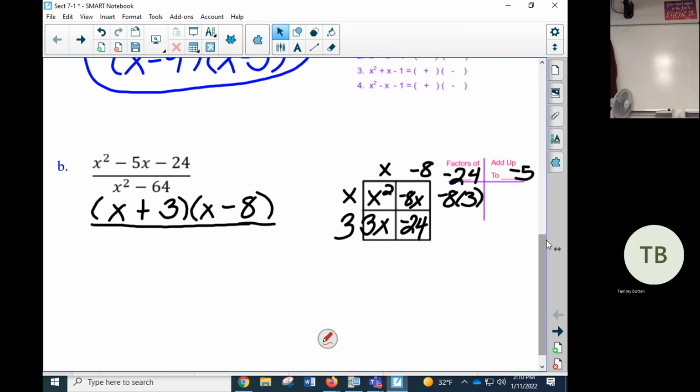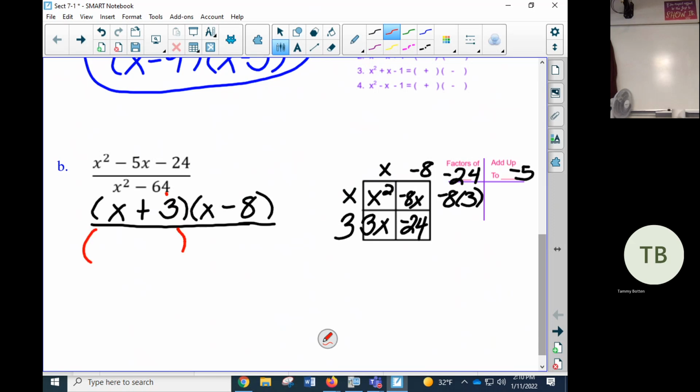Now let's go to the bottom of this. Do you guys recognize this? It's 2 terms, and anytime you have 2 terms, you're going to look for difference of squares. Is this difference of squares? Yes. It has a subtraction sign. This is an even power, and 64 is a perfect square.